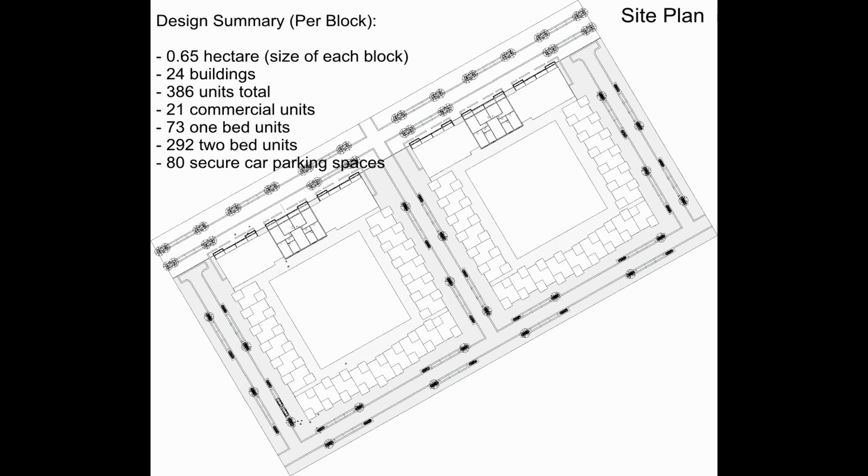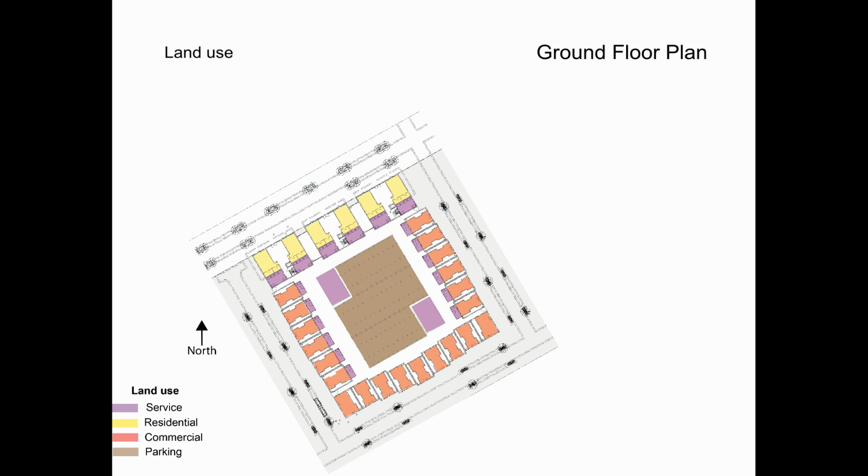Without including the public on-street parking, there are 80 secure car parking spaces on the ground floor. Ground floor land use pattern: most of the ground floor units are commercial, as marked by the red color in the plan. The residential use is shown by the yellow color. The service areas are at the rear as marked by the purple color. The brown color shows the car parking area.